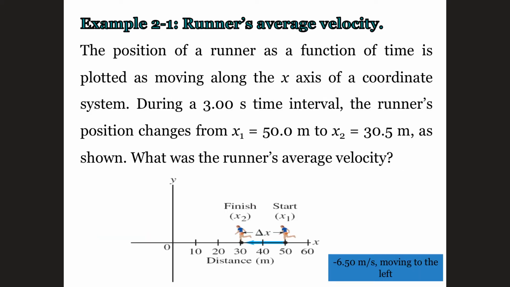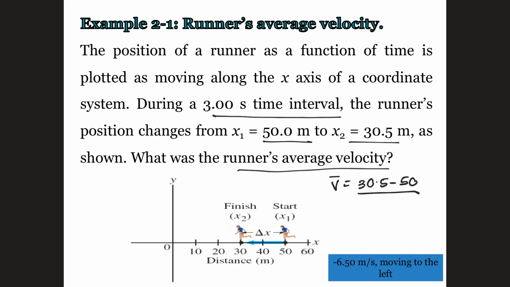So this is basically a very simple question where the question asks you to find the runner's average velocity. The runner changed position from s1, 50 meters, to s2, 30.5 meters, in a 3-second time interval. So v bar is going to be s final, 30.5, minus 50, then divided by the 3 seconds. Then you are going to get your answer, negative 6.5 meters per second. Negative here means that the runner is moving to the left. Okay, when you have a negative answer there, please state what it means by the negative.